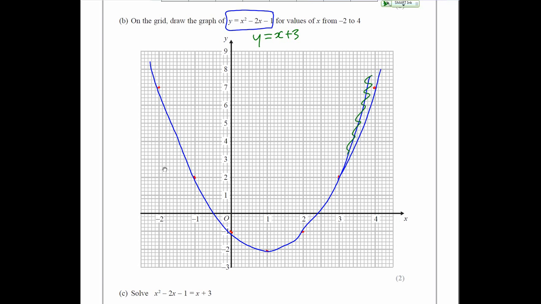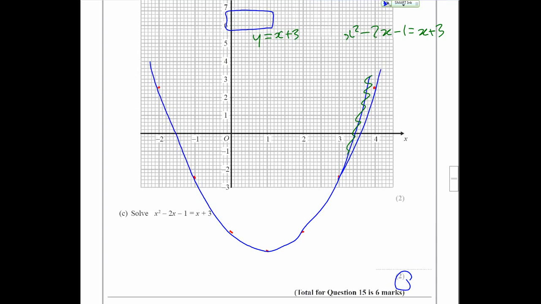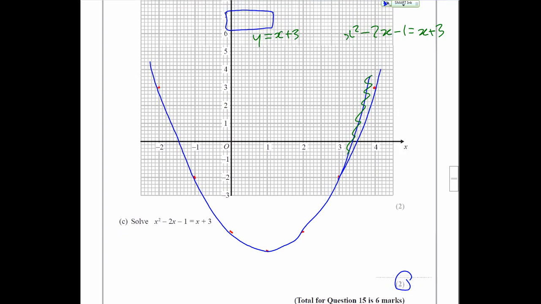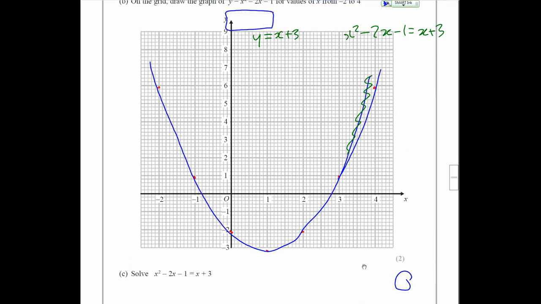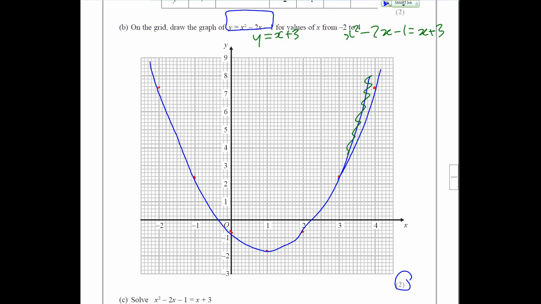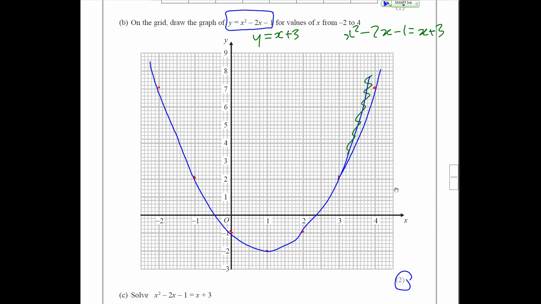We've already done this. So, what the next question said was solve x squared minus 2x minus 1 equals x plus 3. Now, you could solve this with algebra, but the reason it's only 2 marks instead of more is because you can, is it 2 marks? I might be lying to you there. Yeah, 2 marks. Is because you can do it a different way by using the graph. Okay? So what do I mean by that? Can you spot that that's what we've just drawn? That is the blue line.